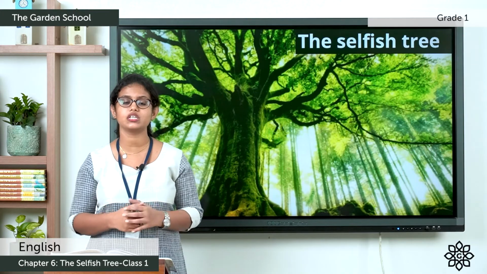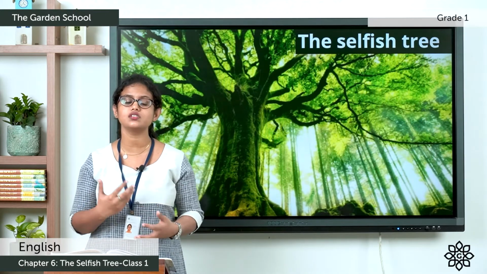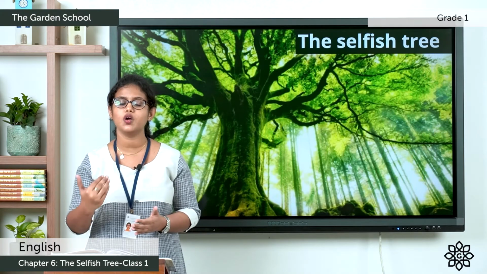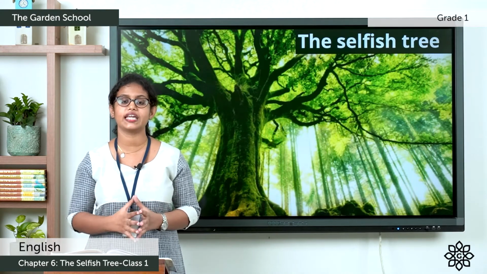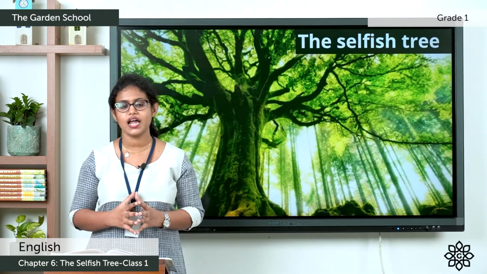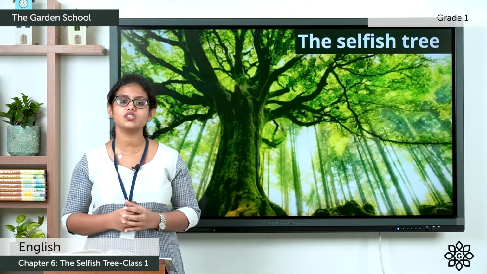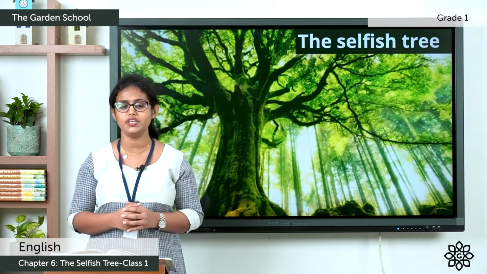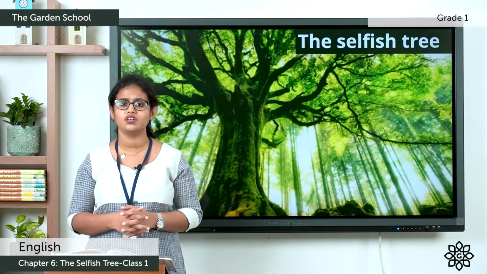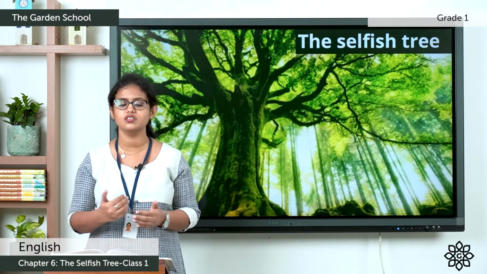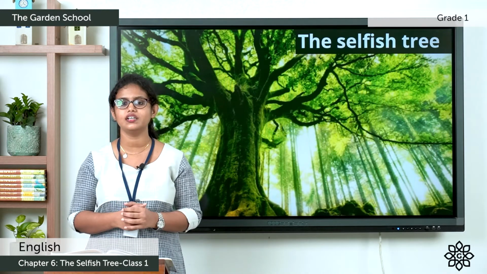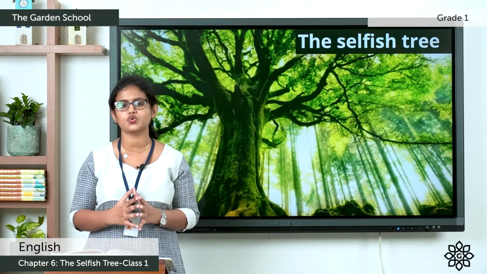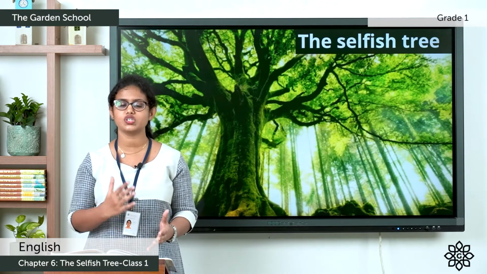And when the winter came, the tree started shivering. The tree was shivering because of the extreme cold. Then there came a little girl. And this little girl offered the tree a blanket. And the tree was very happy. The tree was very grateful. And the tree, in return, offered a gift to the girl that changed everything for the tree. So this is the story of the selfish tree.